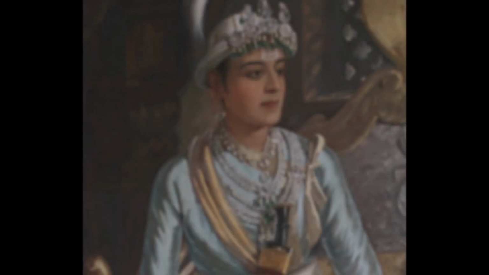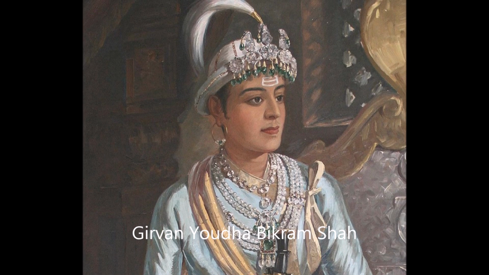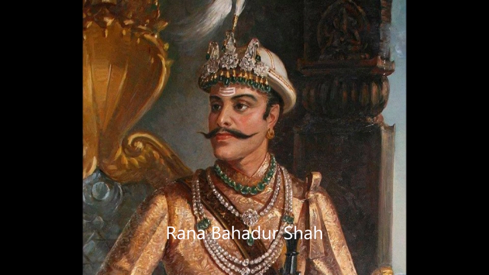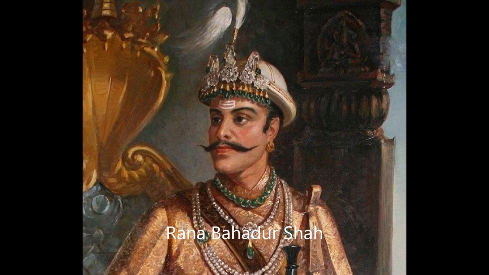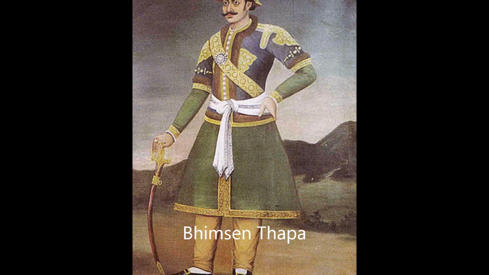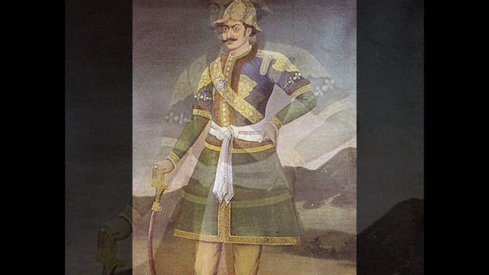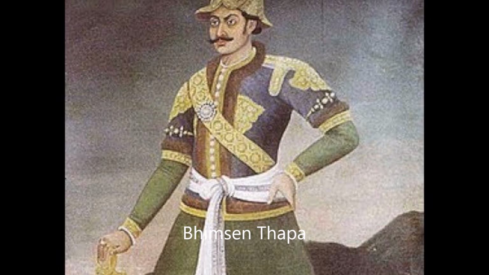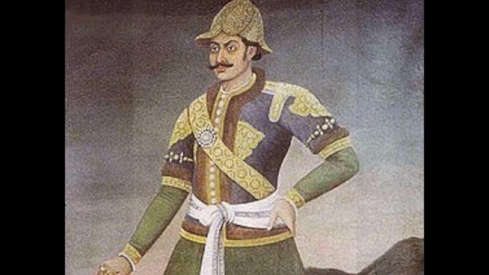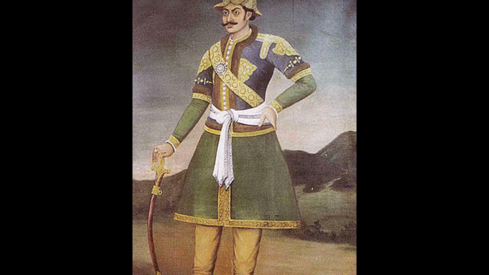The coronation ceremony of Girvan Youdha Bikram Shah took place in 1797 AD, but his personal rule began only after the assassination of his father Rana Bahadur Shah in 1806. Bhimsen Thapa, however, continued to be the Mukhtiar. He instituted an inquiry to find out the real culprit behind the assassination of Rana Bahadur Shah. After a lot of research, the king of Palpa, Prithvi Pal Sen, along with Kaji Tribhuvan Khawas, Jagat Pandey, Vidur Shahi, and Kaji Narsingh Gurung were found guilty and were put to death.